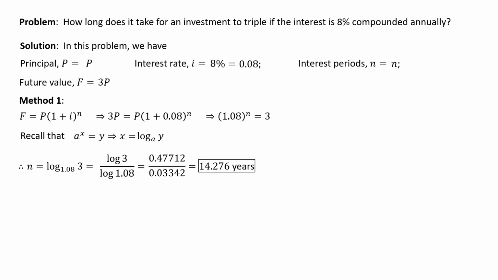Cool. Wait, what did we find? How long does it take for an investment to triple if the interest is 8% compounded annually? So if you're getting an interest of 8% per year, you need to deposit that money for 14.276 years. After that, you'll get triple the money that you have invested. Your money will triple. That's the idea. Okay.